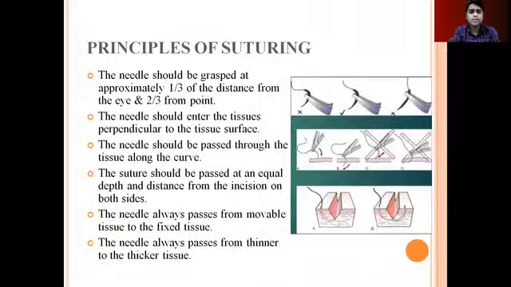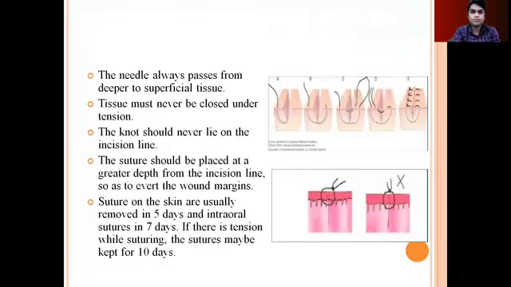The needle should pass from movable to the fixed tissue. The needle always passes from thinner to the thicker tissue. The needle always passes from deeper to superficial tissue. The tissue must never be closed under tension. The knot should never lie on the incision line. The suture should be placed at a greater depth from the incision line so as to evert the wound margins.